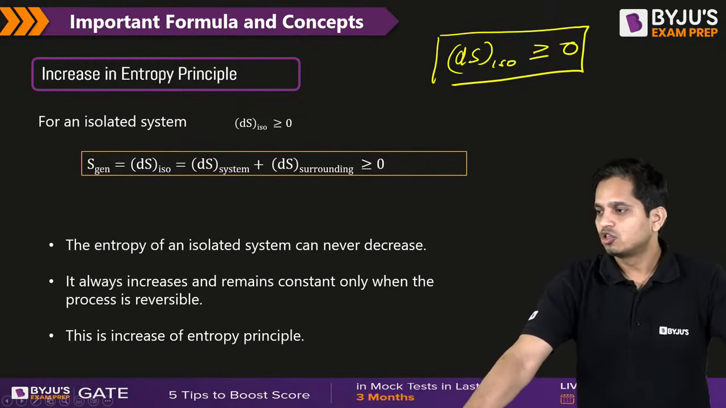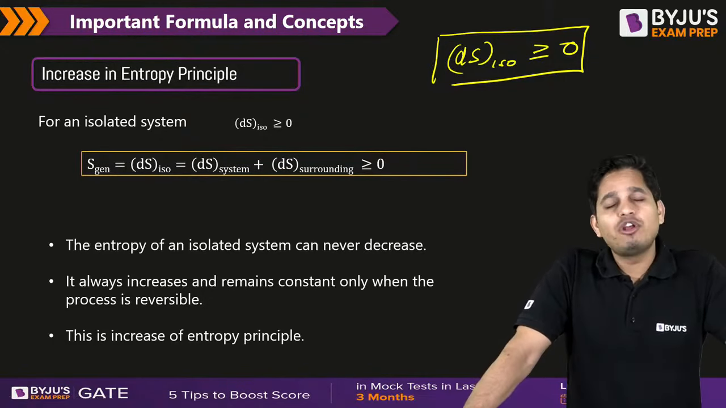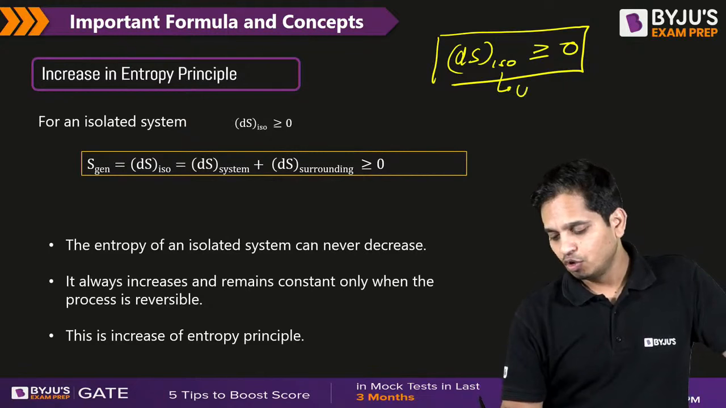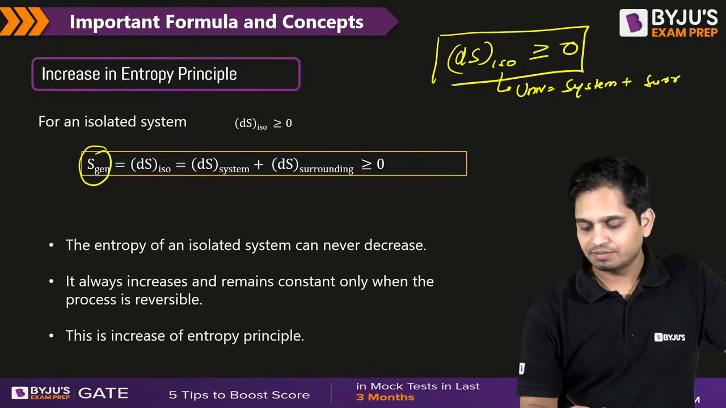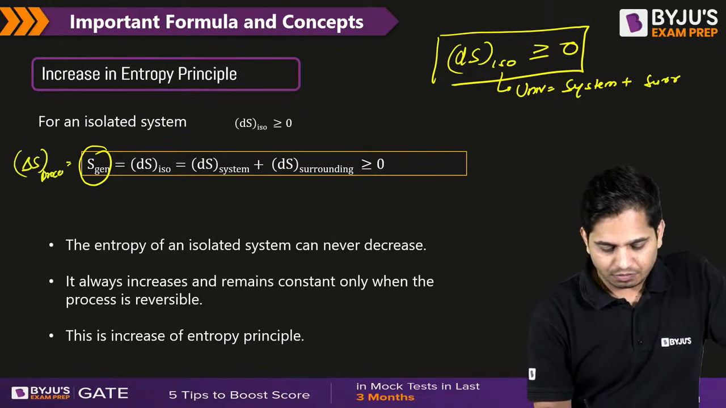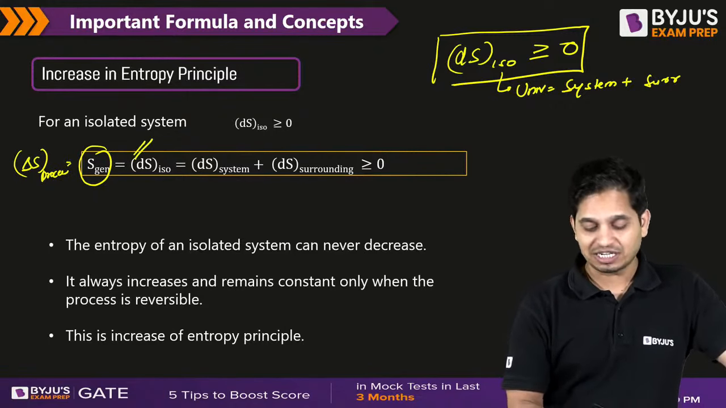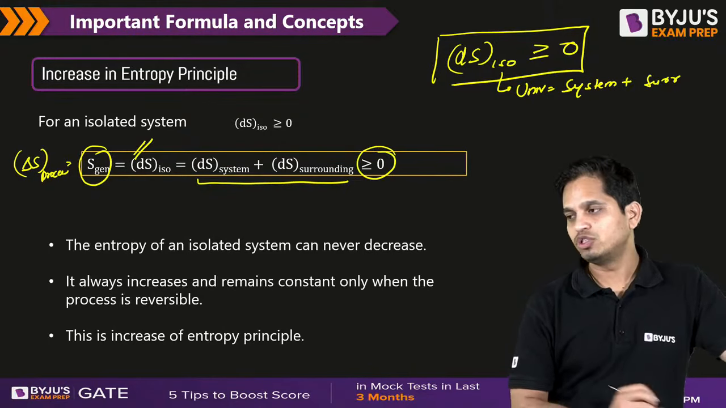Chalo. So, for an isolated system, change in entropy will always be greater than or equal to 0. Okay. Now, what is an isolated system? Universe, which can be said as system plus surrounding. So you can also say entropy generation in a process is equal to the change in entropy of an isolated system, which is the entropy change of system plus surrounding, and it will be greater than or equal to 0.